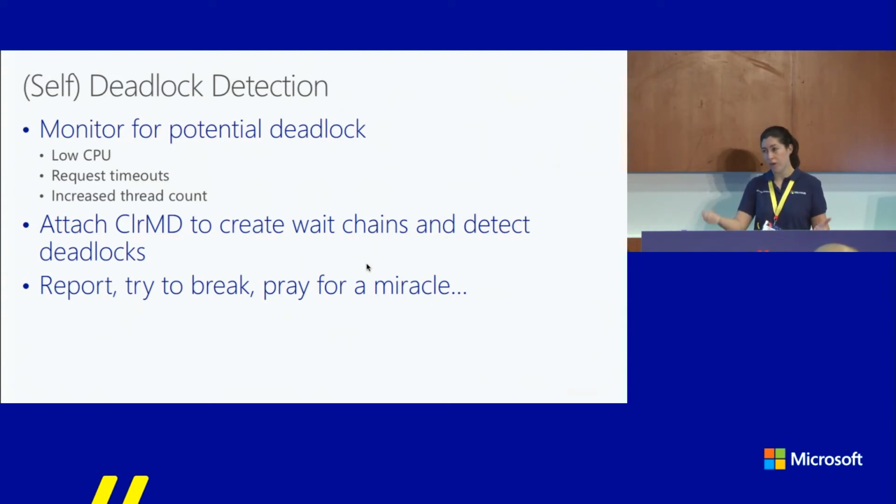If you are afraid that you might have a deadlock, then you can attach CLRMD, as we'll see in a moment, and start traversing threads and creating wait chains and detecting whether you might have a deadlock actually. Now in this case, I'm not sure there's anything you can do about it, but even just reporting to the development so that you can fix it in a later version is also a good enough solution, the way I see it. So let's see.